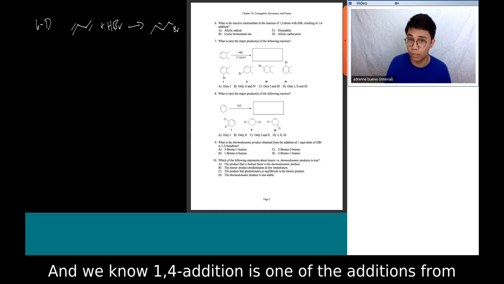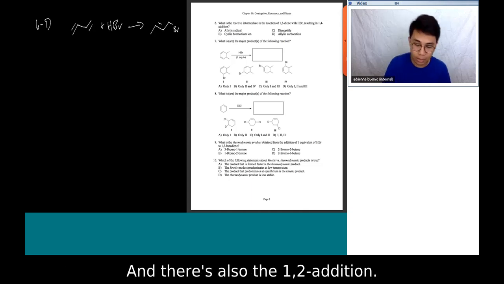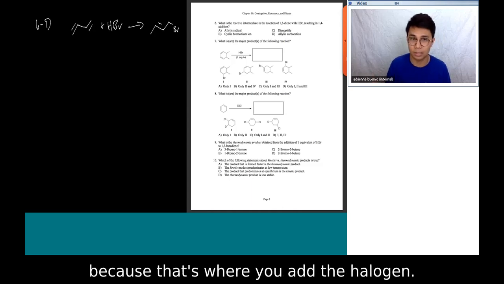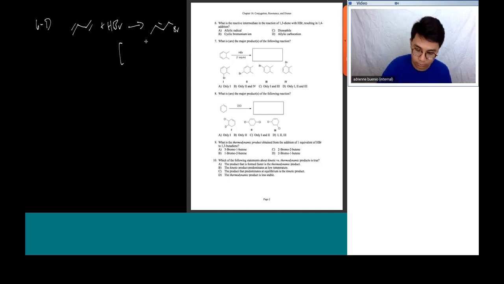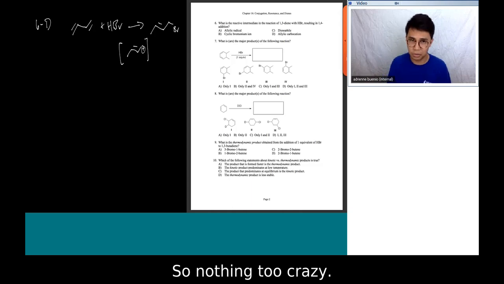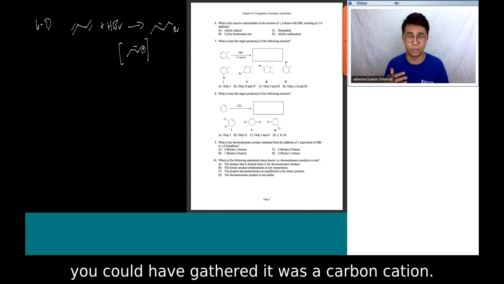Especially for 1,4 addition, and we know 1,4 addition is one of the additions from conjugation, and there's also the 1,2 addition, right? But in either case, they're both additions, and they both cause carbocations because that's where you add the halogen, right? So our intermediate would look something like this, right? So allylic carbocation. So nothing too crazy. As long as you know what addition reaction does, you could have gathered it was a carbocation.